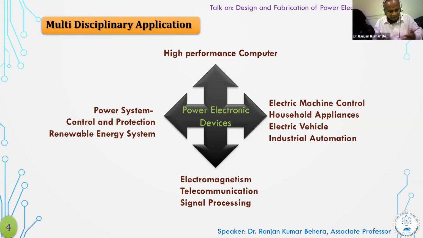And when you analyze electromagnetic interference, EMI, while designing big converters, telecommunication and signal processing come in too. And to control everything, you require a high performance computer. I remember in our initial days of research, we used to open the computer and see the PCI and ISA slots, the Princeton architecture slots. Nowadays it is not there.